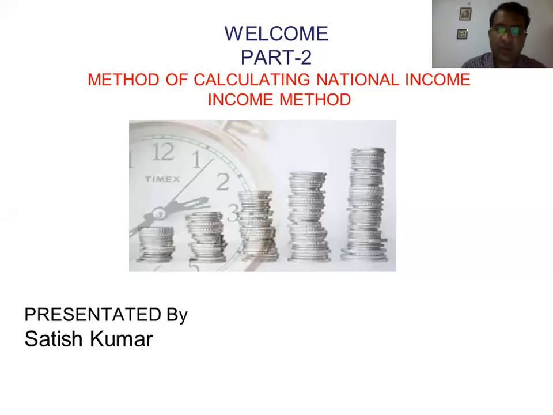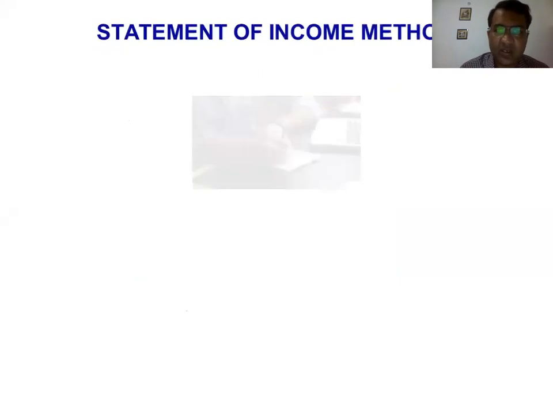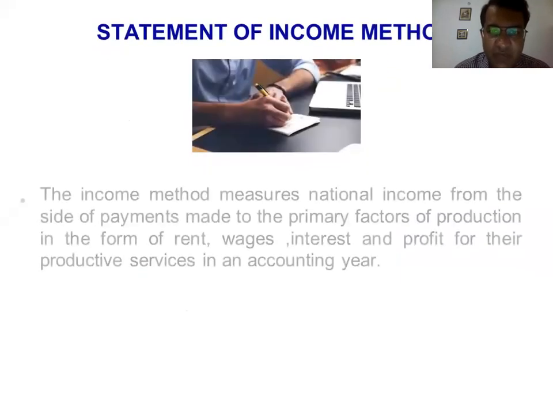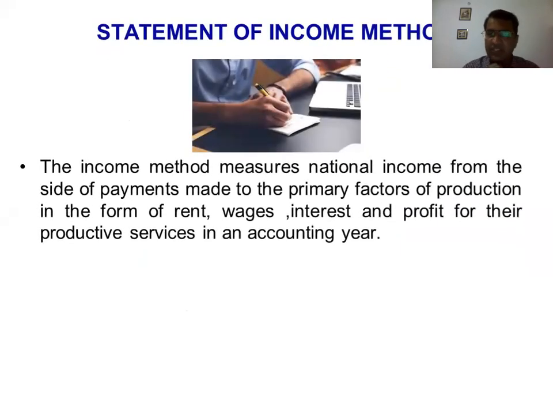Hello everyone. Now the second method, the income method. First of all, the statement of income method. The income method measures national income from the side of payments made to the primary factors of production in the form of rent, wages, interest, and profit for their productive service in the accounting year. It means the payments made in the form of rent, wages, interest, and profit for their productive service in the accounting year.